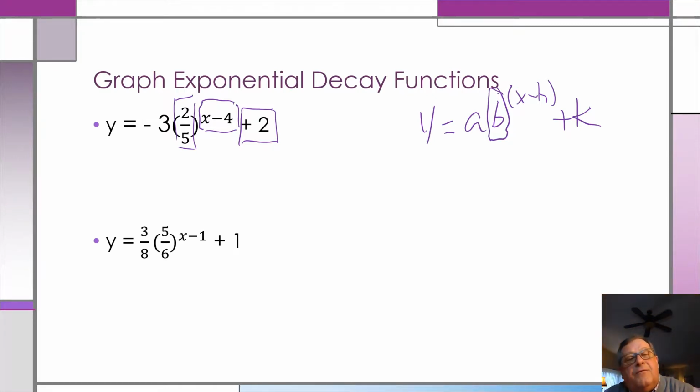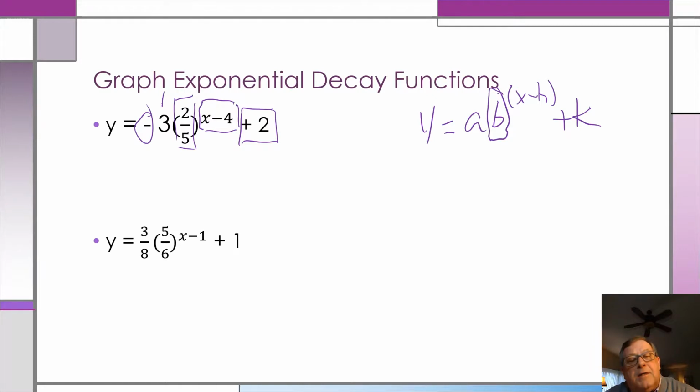The negative in front of the 3 tells me that we're going to reflect, flip over the x-axis, and then the 3 itself is going to stretch this function vertically. Now let's analyze the second function, and then we'll graph them both.